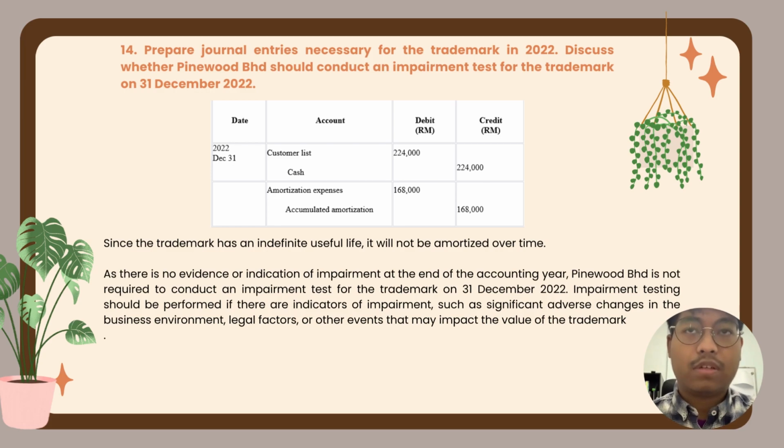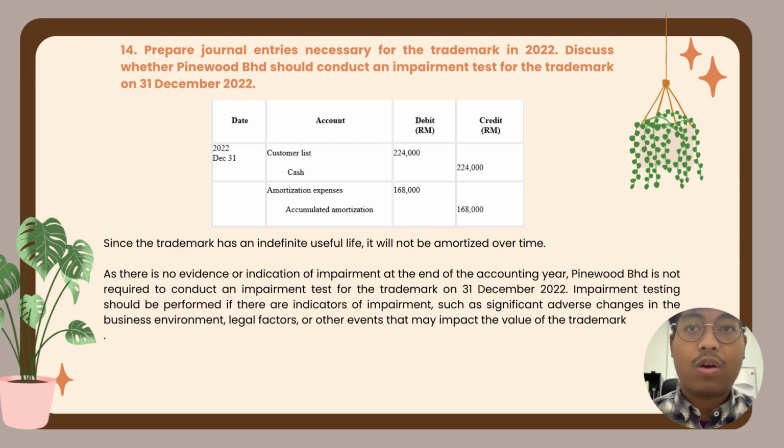For the journal entries for question number 14, account customer list will be debited and cash will be credited with the amount 224,000. And the next is amortization expenses should be debited and accumulated amortization should be credited with the amount 168,000. Since the trademark has an indefinite useful life, it will not be amortized over time.